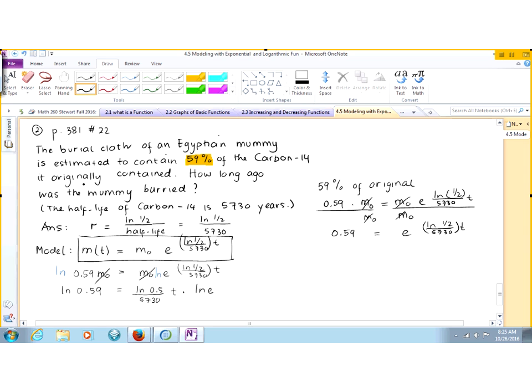Yes, because it says 59% of its original amount. I didn't see the M of T. Oh yeah, this is M of T, which says that the amount at this time is 59% of the original. So maybe I should write down M of T is equal to 0.59 times M naught.